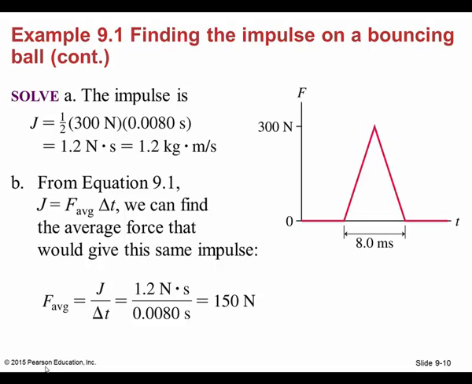We take and work it, and notice what we get. 1/2 times 300 times 8 milliseconds, and it gives us 1.2 newton seconds. Now part B, the average force. Now they use the impulse equation, and that's fine. But you could also work it the way I did it too, because it was a straight line, okay? So yeah, use your impulse equation, okay? Find the force average. All right, neat, eh?